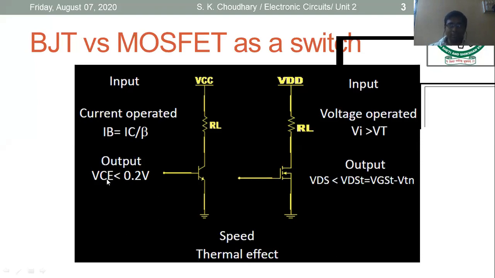Here, in this diagram, on the left hand side there is a circuit made by the BJT, and here the BJT would be acting as a switch, and for this the required condition is that your VCE should be less than 0.2 volt, the saturation voltage of the BJT. And since it is a current controlled device, obviously IB is equal to IC upon beta, the collector current upon beta. These are the conditions required, and this is the way we connect the supply voltage as well as the load resistance.